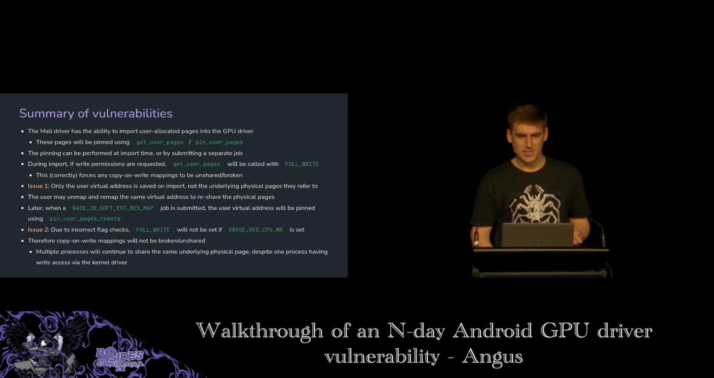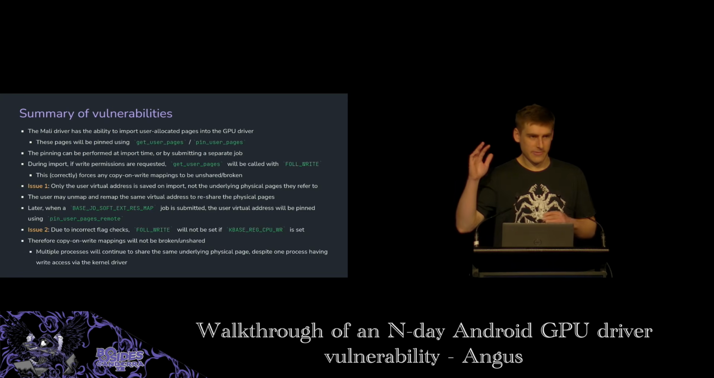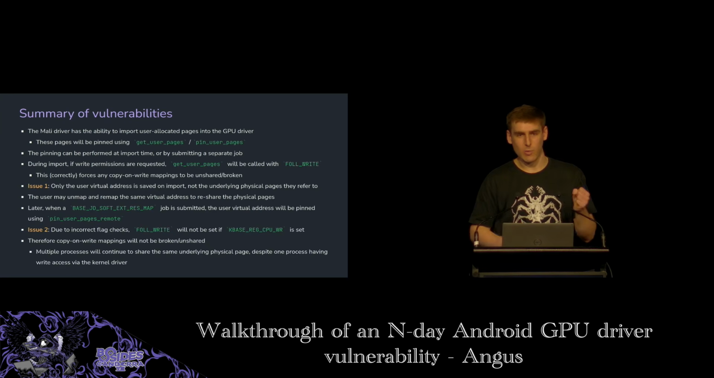Because of this, the underlying memory will get pinned, but the copy on write mapping won't get broken in half into two separate copies. We'll still have one shared copy, and multiple processes will be able to continue to share the same physical pages. So there are two bugs here, really. Well, it depends how you count. The CVE was issued for this second thing, which was the flag check on full write.